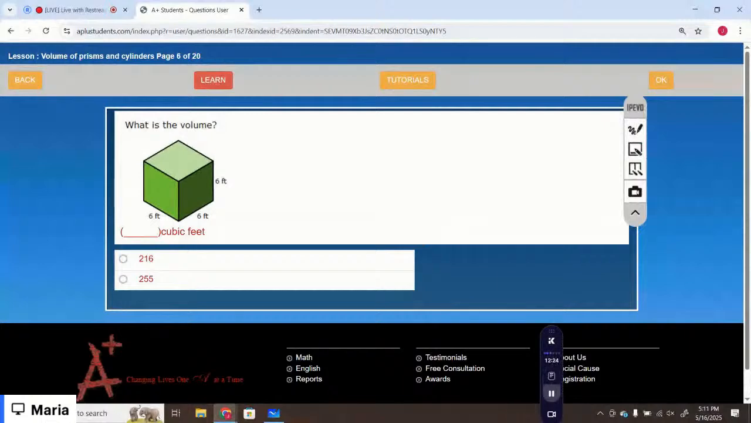What is the volume? That is 216 cubic feet. Option number one is the correct option.